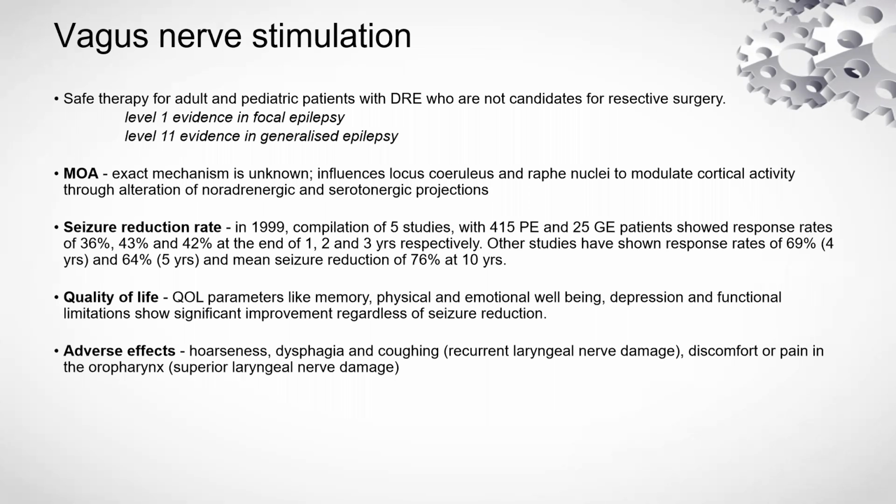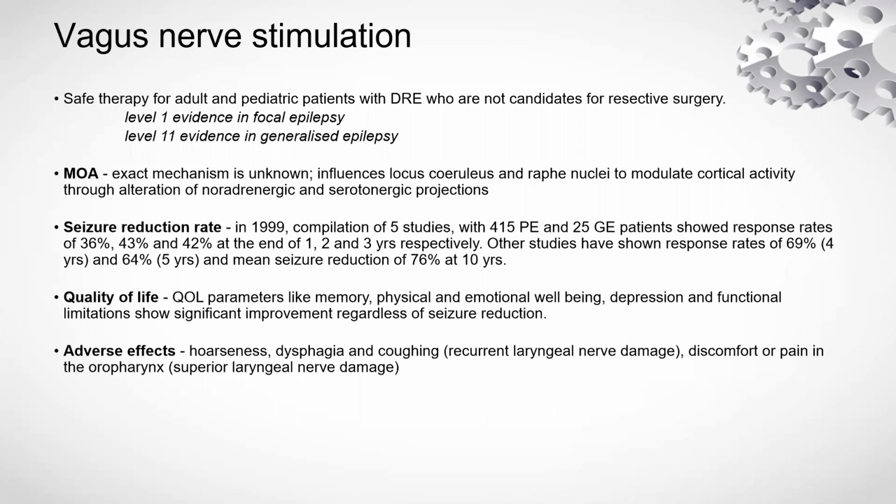Now, coming to the alternative treatments apart from AEDs and surgery, which are coming up nowadays. First is vagus nerve stimulation. It is considered a safe therapy in adults and pediatric patients with drug-resistant epilepsy who are not candidates for resective surgery. It has level 1 evidence for focal epilepsy and level 2 evidence for generalized epilepsy. We don't know the exact mechanism of action, but what we do know is that it influences the locus coeruleus and raphe nuclei to modulate cortical excitation through alteration of noradrenergic and serotonergic projections.